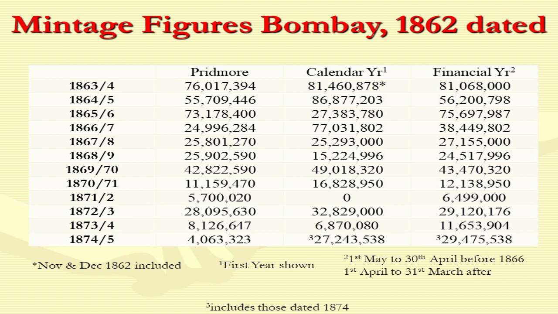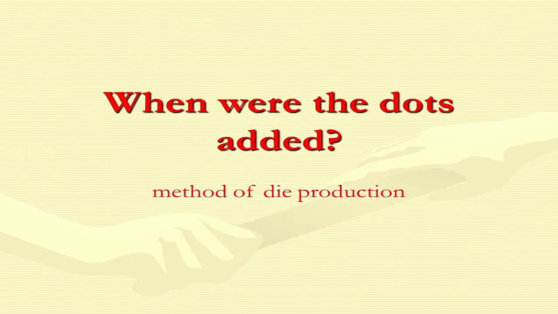Oh, yes, I just wanted to say, 1871 had no coins produced, so there shouldn't be any dots for that year, unless they did it for the financial year, in which case the coins should be extremely rare. And actually, well, I'll come back to that. When were the dots added is another question that one might ask.